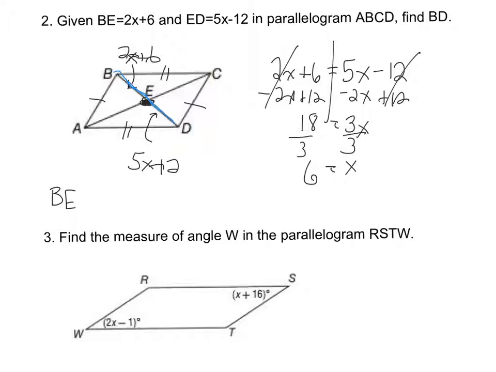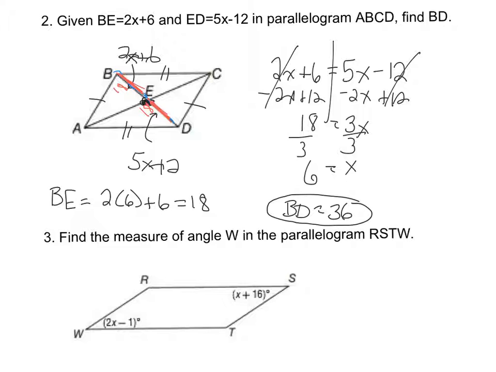So since we know BE is 2x plus 6, it's 2 times 6 plus 6, which is 18. So that's telling me that BE is 18. But the other part has to be the same. ED would be 18. So BD, which is the whole diagonal, would just be 18 plus 18, which would be 36. So again, one of those problems where we solved it setting them equal, but then you have to be very careful of what you're actually looking for in the problem.